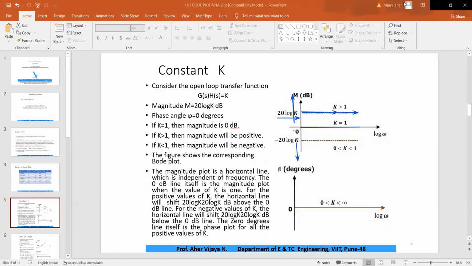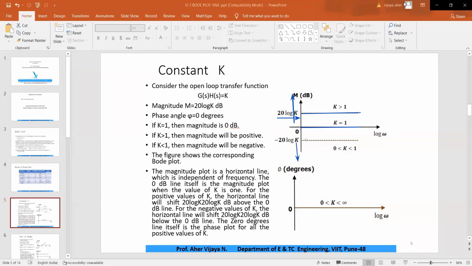At that time I am having positive value of magnitude. So for that I have drawn the magnitude plot. This is nothing but my magnitude plot. एक सिंगल लाईन म्हणजे मॅग्निट्यूड प्लॉट आहे. So don't draw with arrow, just draw a single straight line. So this line is nothing but my magnitude plot. Got the point? For K is greater than 1.